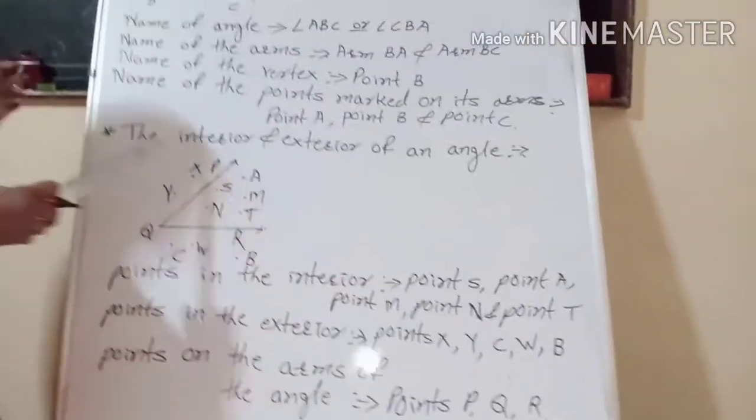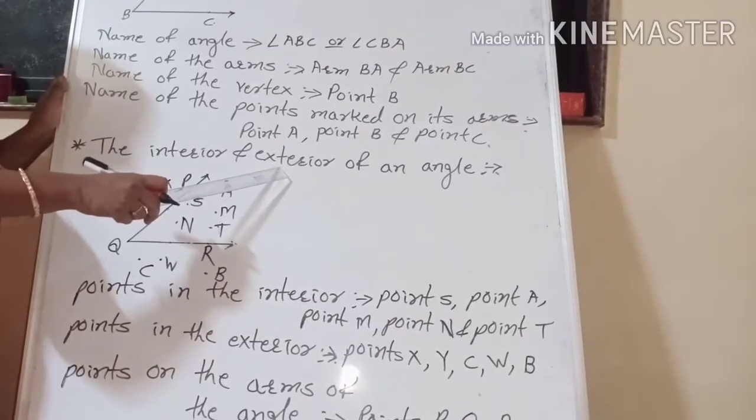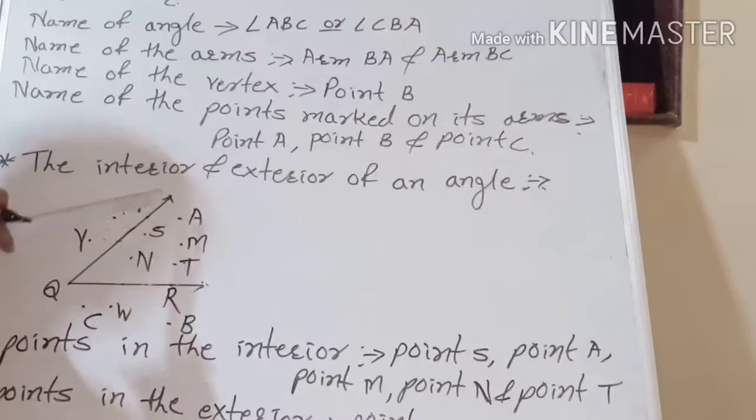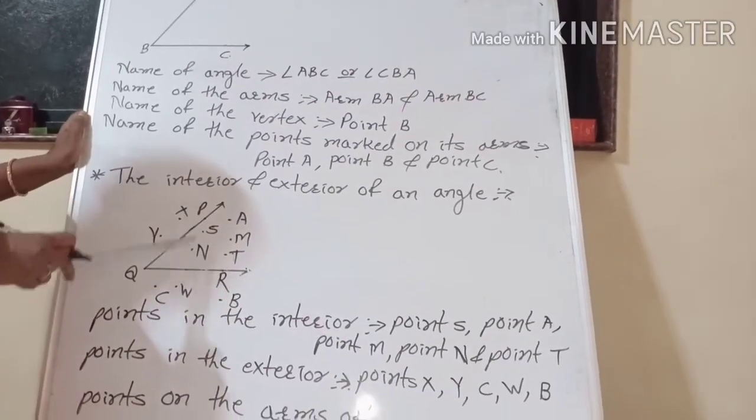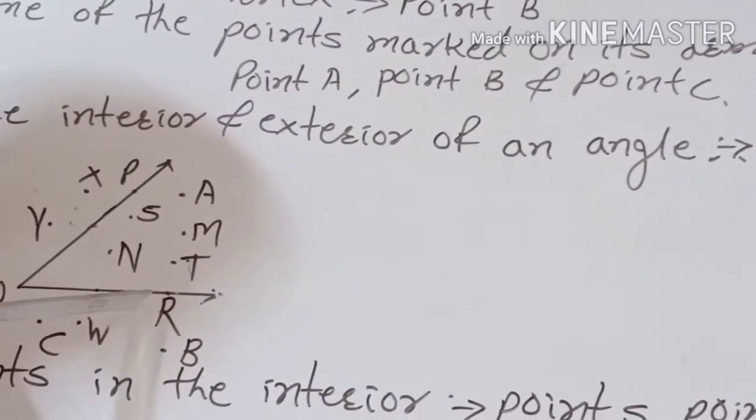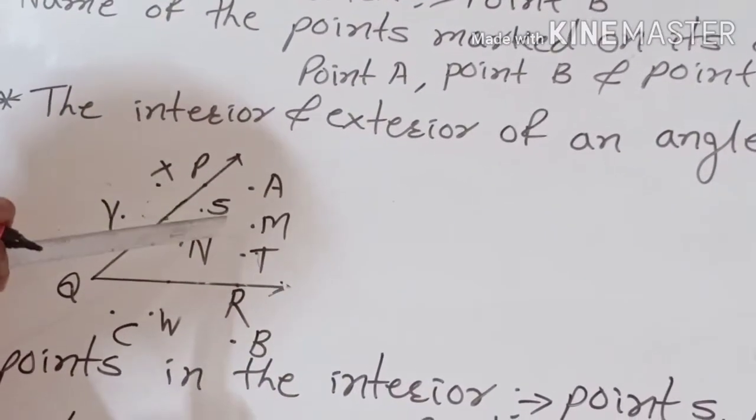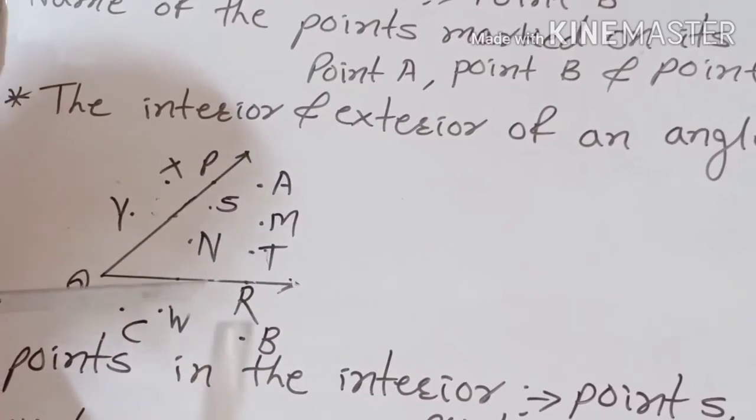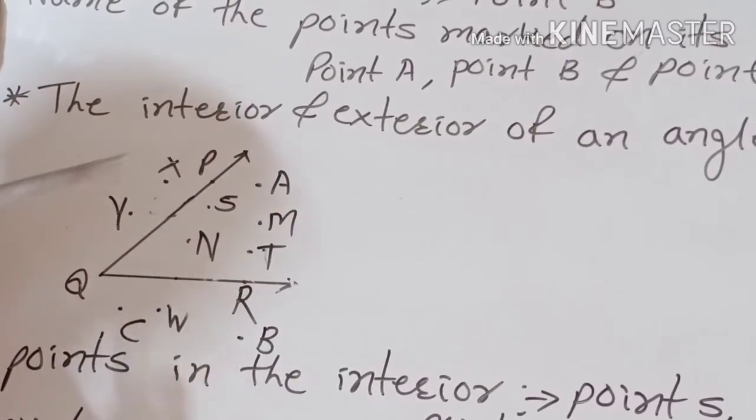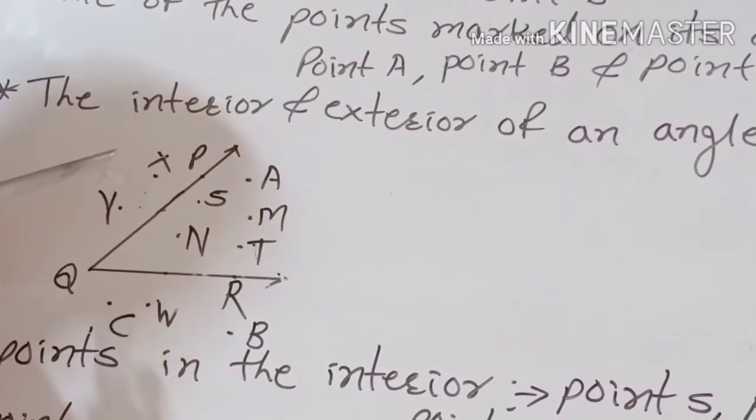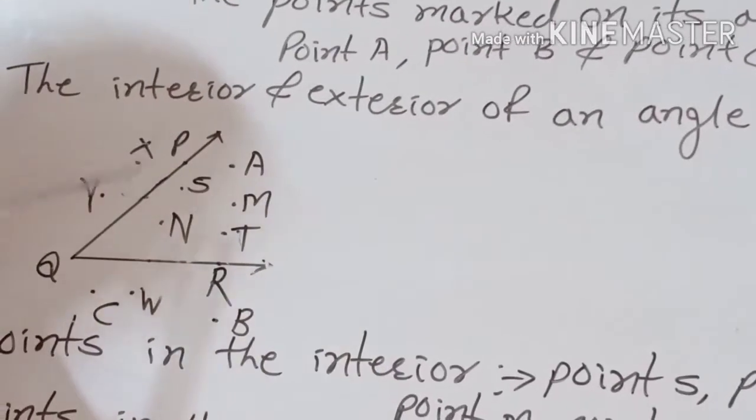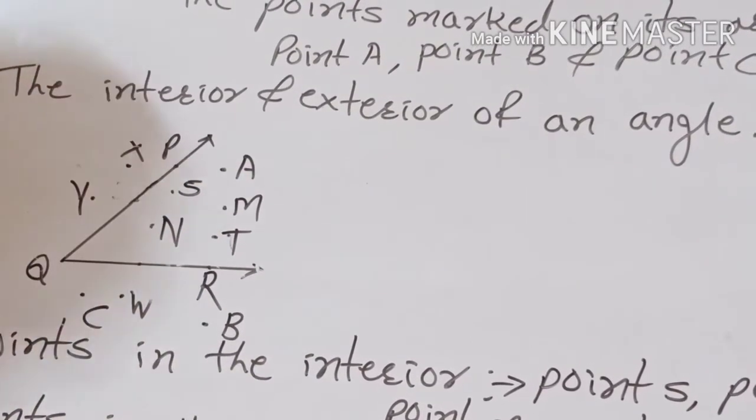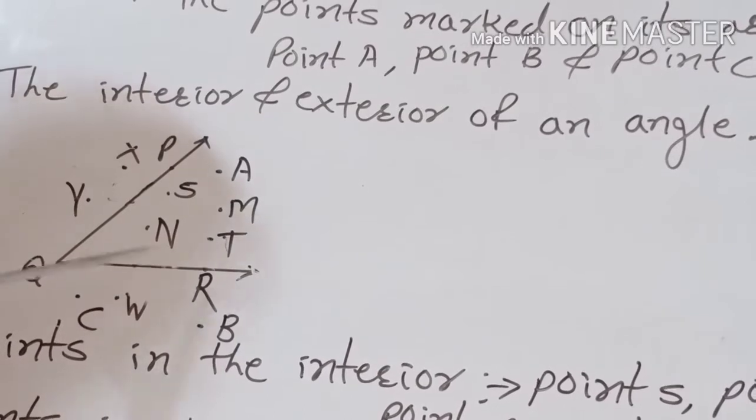Understand? Interior point, exterior point लक्षात आलं का सर्वांच्या? Which points are said to be interior points? Points which lie in the interior part of the angle. These points are said to be interior points, and points which lie in the exterior part of the angle, these points are said to be exterior points, and points which lie on the arms of the angle, these points are said to be points on the arms of the angle.